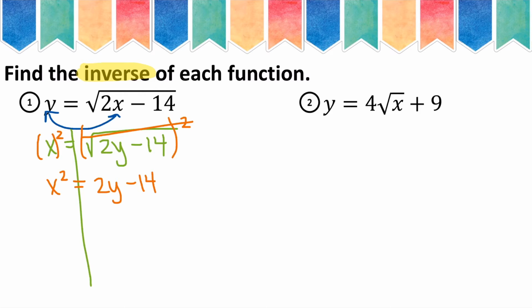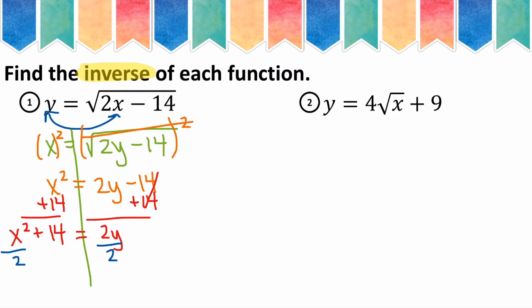Now I can add 14 to both sides of my equation. 14's cancel, 2y comes down, and x squared plus 14 comes down. And now I will divide everything by 2. The 2's will cancel. 1 x squared divided by 2 becomes 1/2 x squared. And 14 divided by 2 becomes 7.